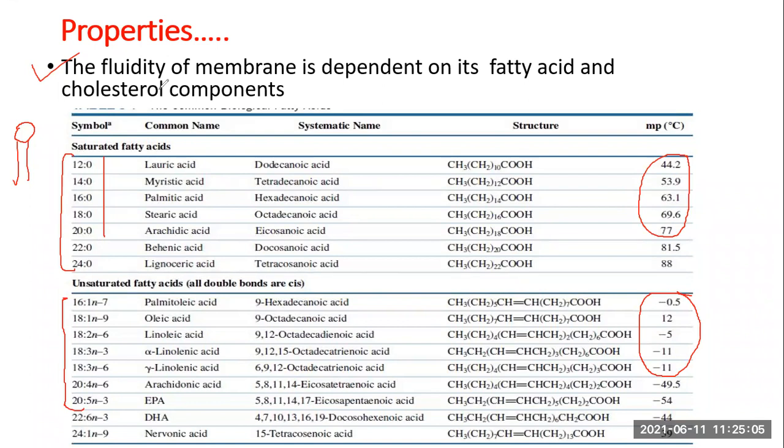And I told you cholesterol is a bulky molecule. We have seen the structure of cholesterol. So wherever it is present, it causes rigidity to the membrane. So fluidity is dependent on two things: the composition of fatty acid, and the second is the presence of cholesterol.